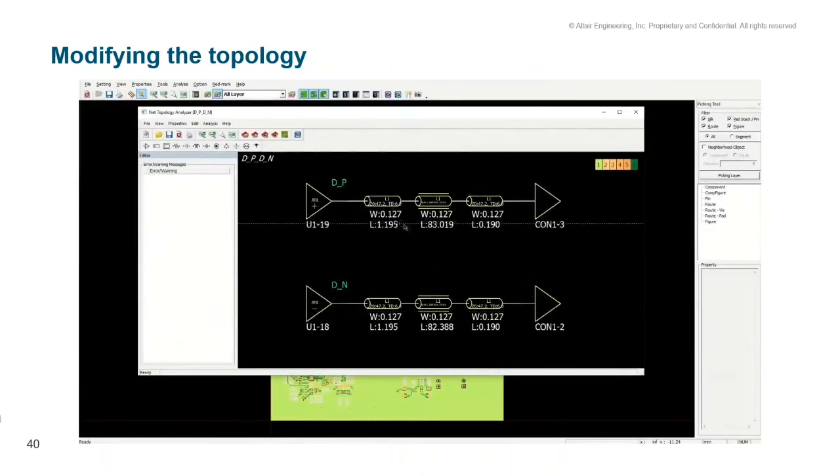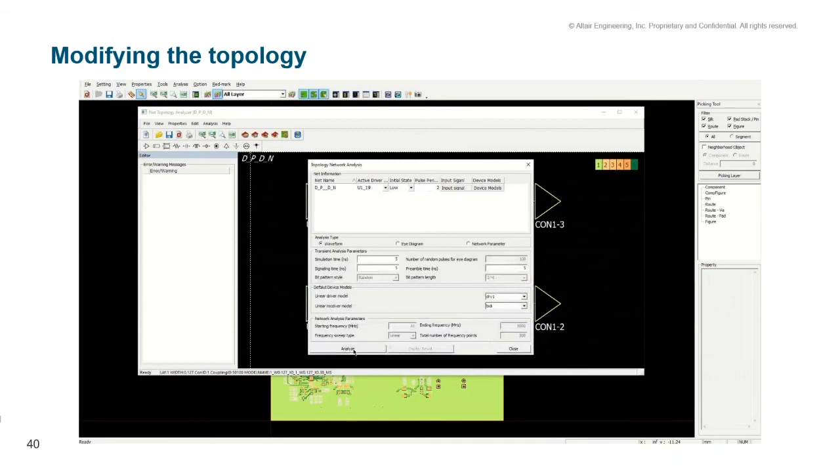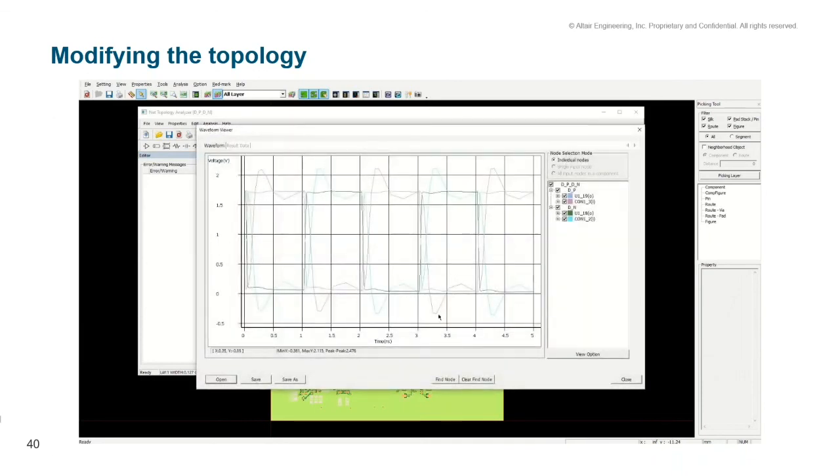Now, let me demonstrate what I exactly meant by what-if study. So as you can see, the length, basically the topology, can be modified. Now we've changed it from 83 to 10, and we can easily run the network analysis. And here we see the results where you can see the output waveforms and the corresponding input waveforms. Again, for the negative and the positive lines, we can see both.